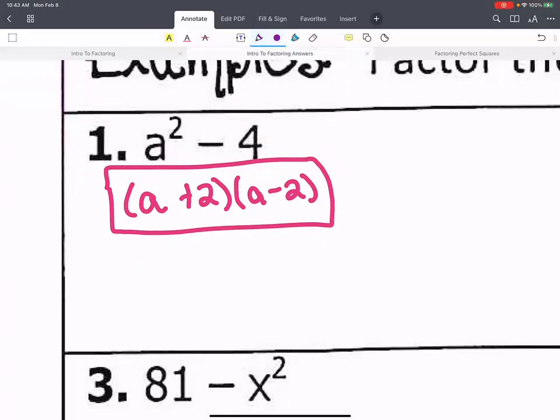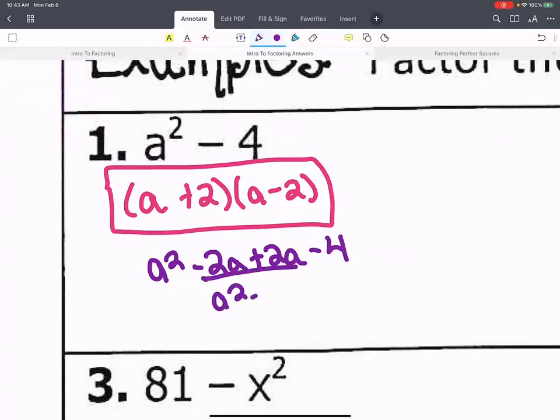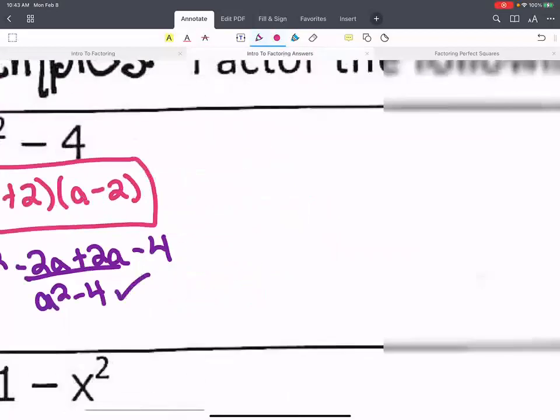Okay? Here we go. A times A is A squared. A times negative 2. A times 2. And negative 2 times 2. The middle's canceled. I'm left with A squared minus 4. So I've checked it. You don't have to write that check step down. Just want to show you it works. Difference of squares.